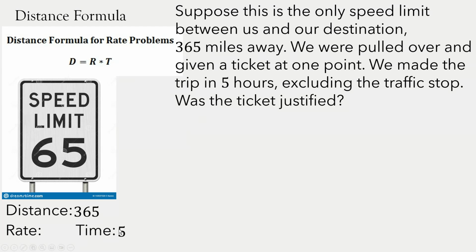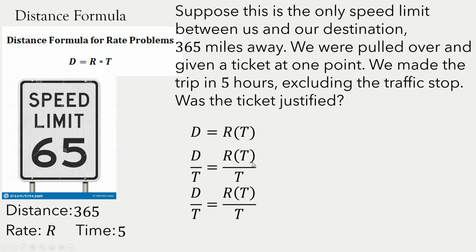We made it in 5 hours, so we don't know our rate. So we could plug in the numbers we have and brute force it, or we can solve for rate and just plug it in easily. So let's just do it that way, all right? So distance is rate times time. And what we're going to do is solve for rate by dividing both sides by time. Time cancels out, and we're given distance divided by time is our rate.